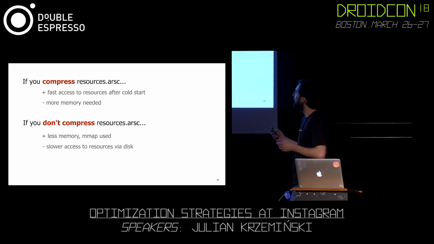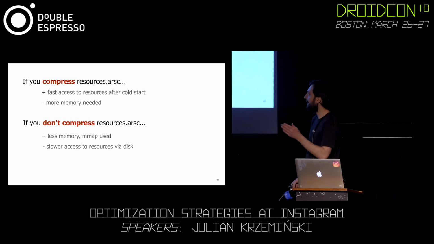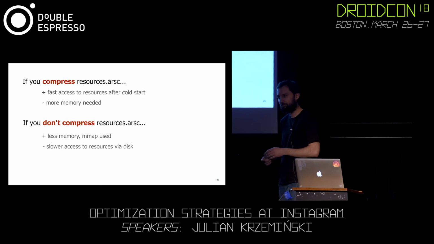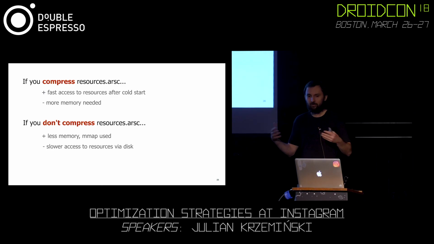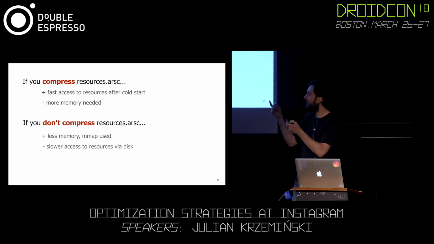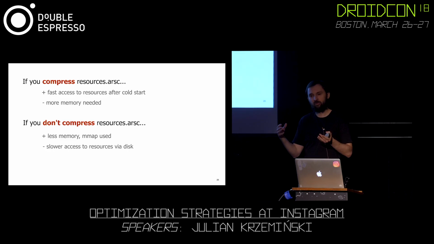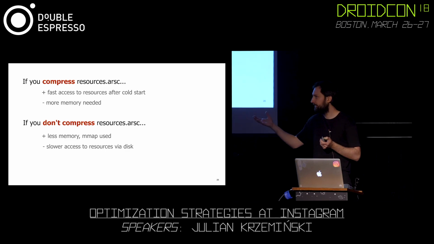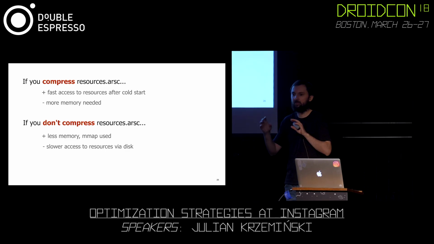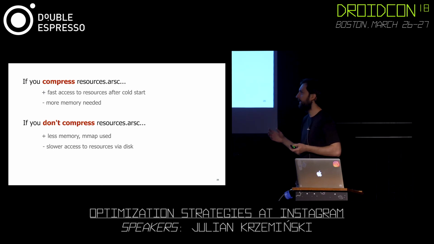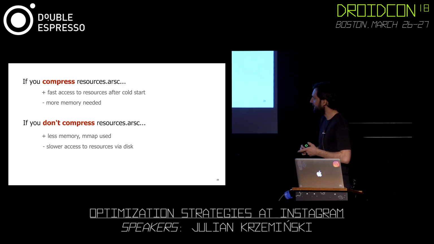Let's continue. If you decompress it, you will have fast access to resources after cold start. The reason is that after cold start, this file is decompressed into memory, and you have fast access to any resource. But this means that if you don't use some of the resources, and you probably don't need all the resources, you will waste memory. If this file is a 10 megabyte file, you will need to allocate a 10 megabyte chunk in memory for the whole file. And then if you don't compress it, you will use less memory because the operating system will use mmapping.